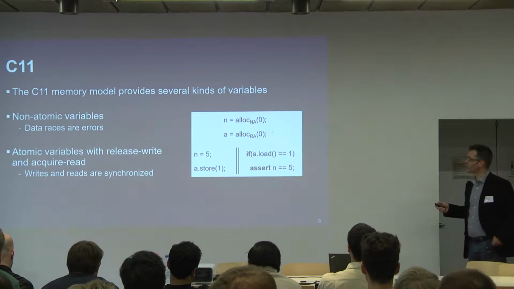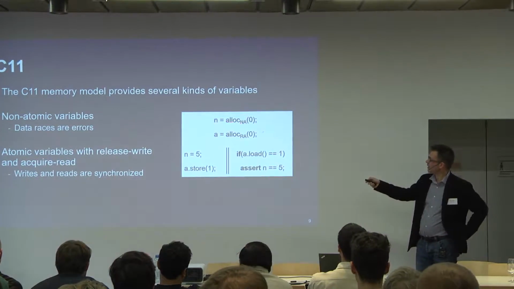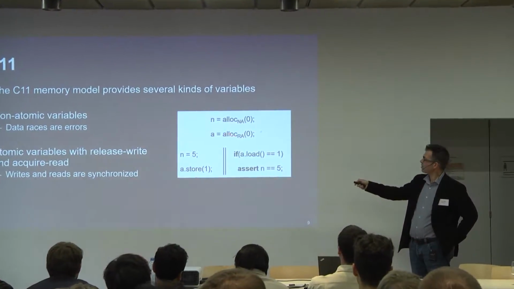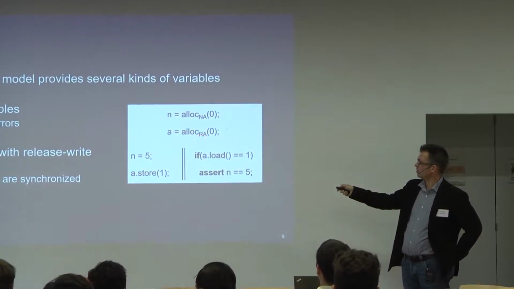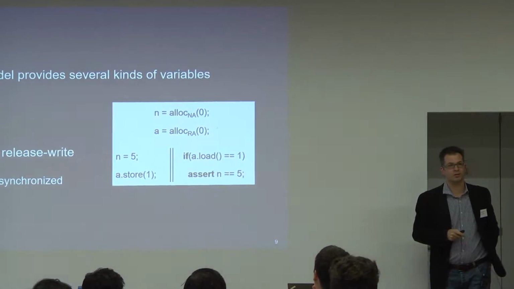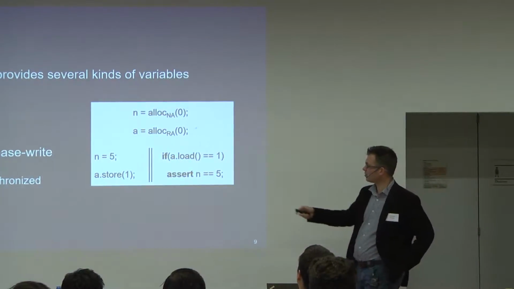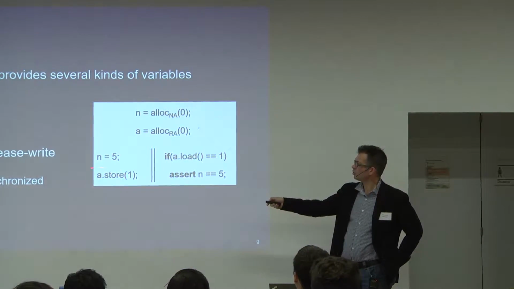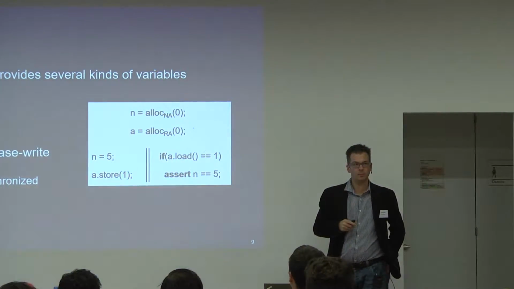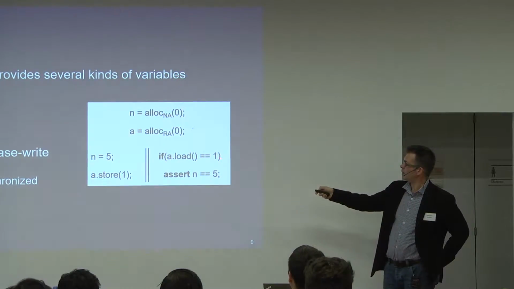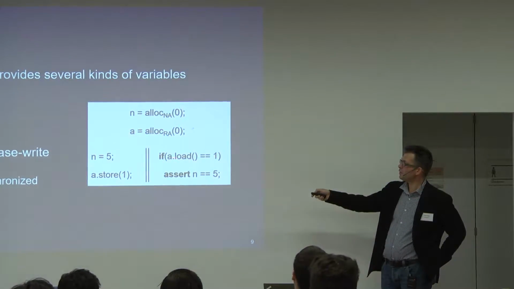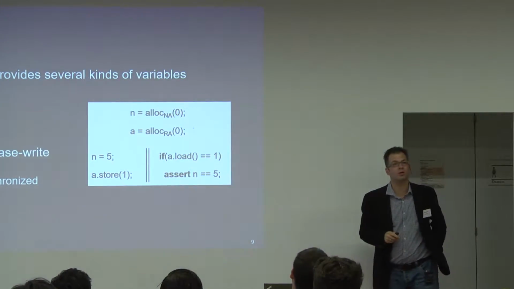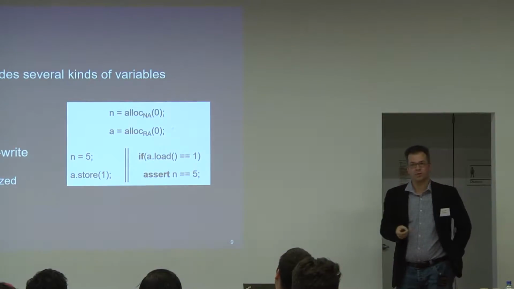Here's my running example. I allocate a non-atomic variable and initialize it to 0. Then I allocate an atomic variable with release acquire semantics, and it's also initialized to 0. And then I have two parallel threads. One of them assigns 5 to the non-atomic variable and then stores 1 into the atomic one, and the other one reads the atomic one, and if the value that was read is 1, then we want to prove that the non-atomic variable is 5. So this program is correct.